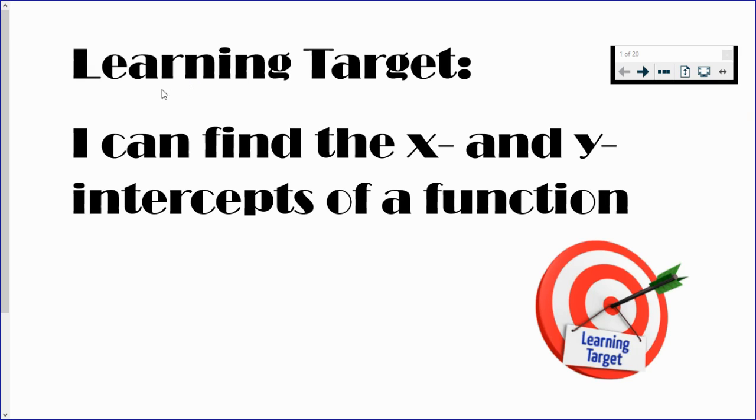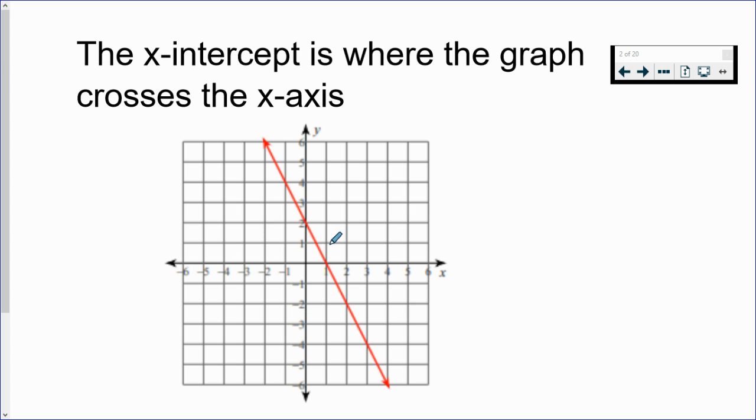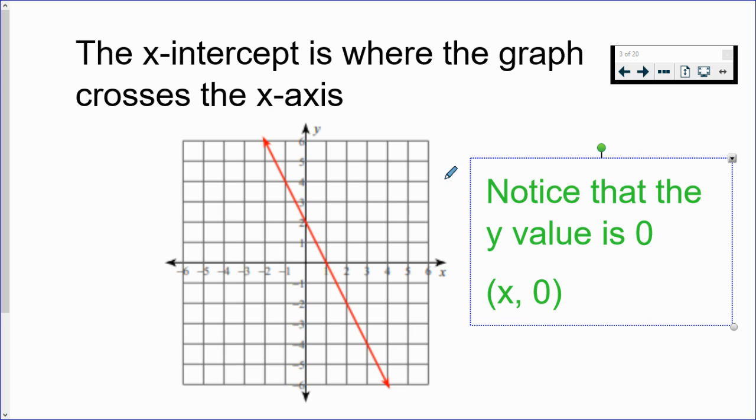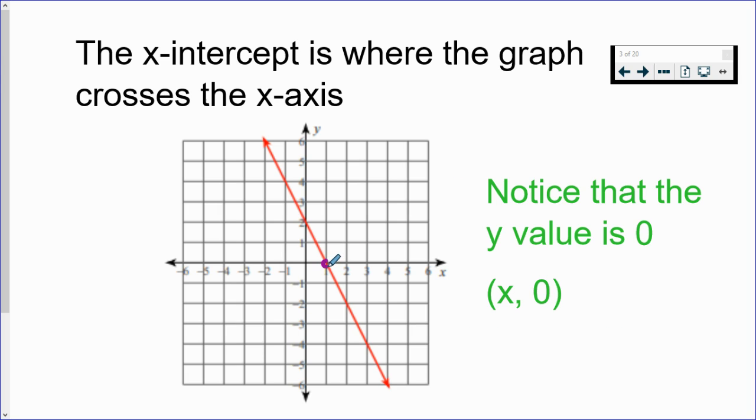Today we are going to be finding the x and y intercepts of a function. The x-intercept is where the graph crosses the x-axis. Our x-axis is this horizontal axis. Our line crosses the x-axis at this point. This point is at 1, 0. Notice where a graph crosses the x-axis, that point will always have a y value of 0.